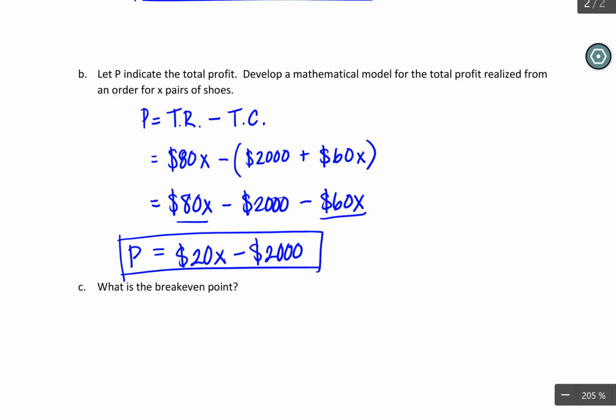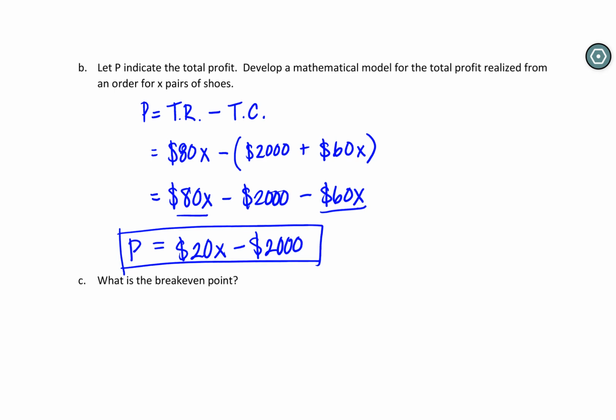That's the profit. That's how much money we will actually end up with in our pocket after paying for all of our expenses. So part C says, what is the break-even point? That means how many do we have to sell to just break even? It means we don't make any money, but we don't lose any money. So our P equals 0. Our profit is 0.